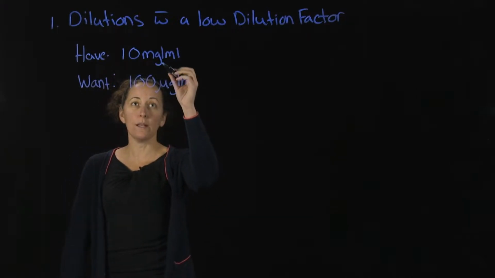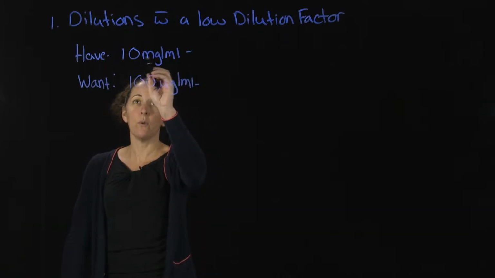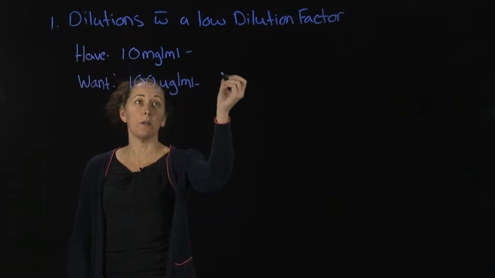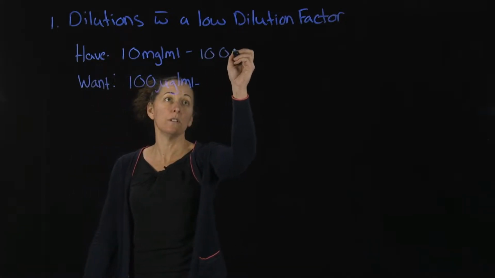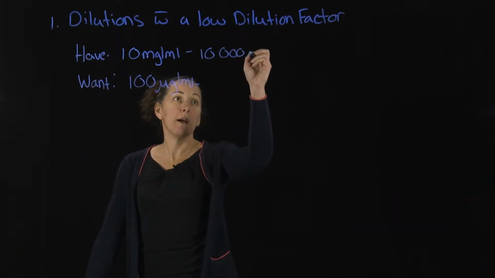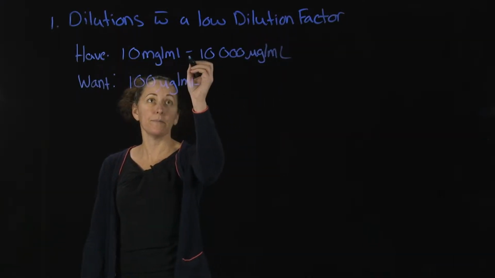So first of all, we can see that our units are different. So we want to convert one of these. So I'm going to convert my milligrams now to micrograms. So that's 10,000 micrograms per mil. All right.